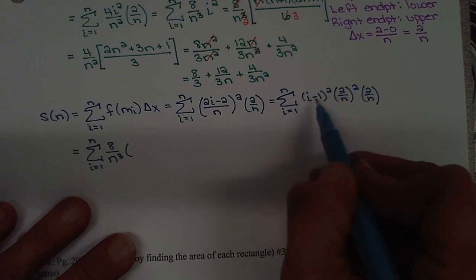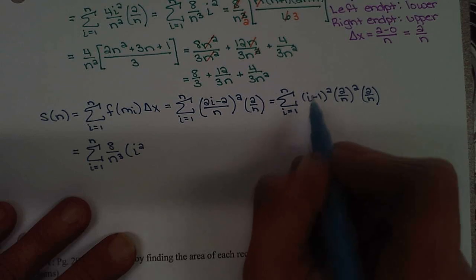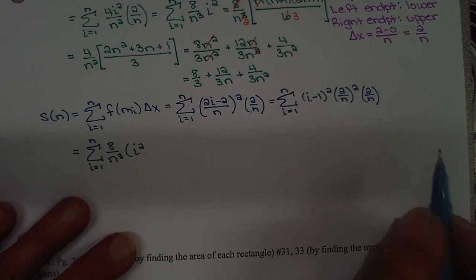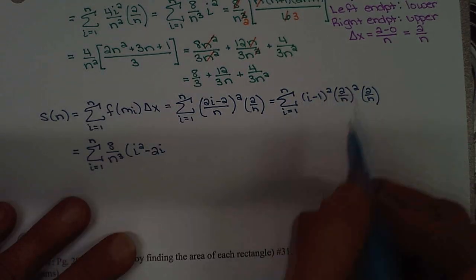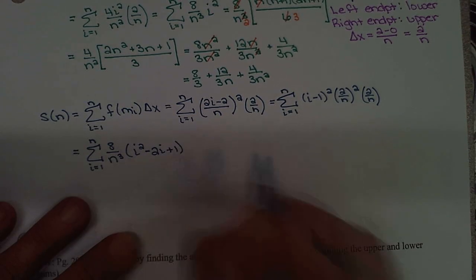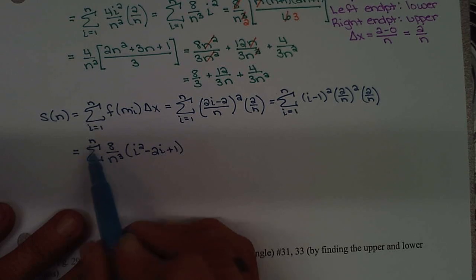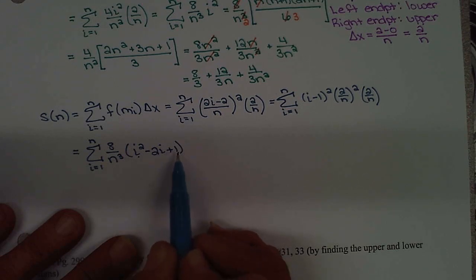So if I had 2 of these and I multiplied them out, an I times an I makes an I squared, and I times a minus 1 is a negative I, and then I'm going to have another I times a negative 1 to make another negative I to make a negative 2I. And then the negative 1 times the negative 1 is going to make a 1. I'm going to be able to take this 8 over n cubed outside of the sum because it's nothing more than a constant. And now I'm going to be able to use my summation formulas from the other day to substitute for my I squared, my I, and my constant.